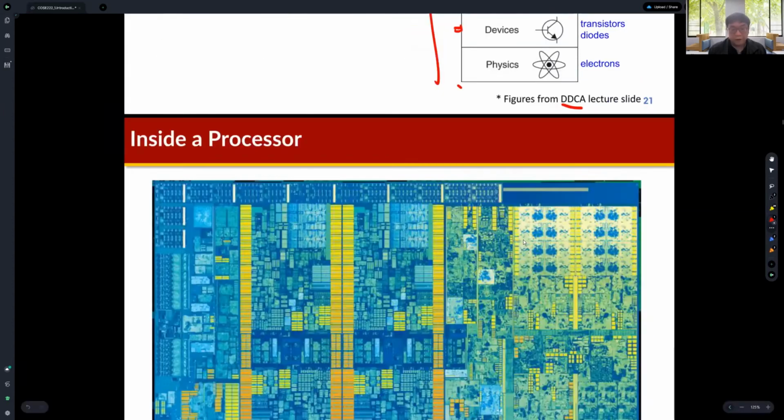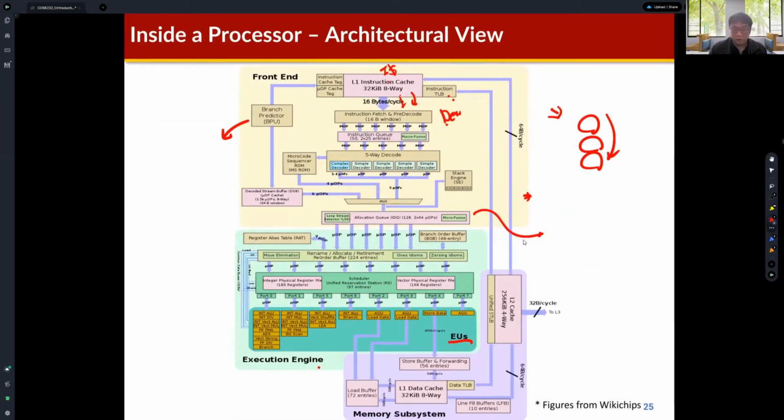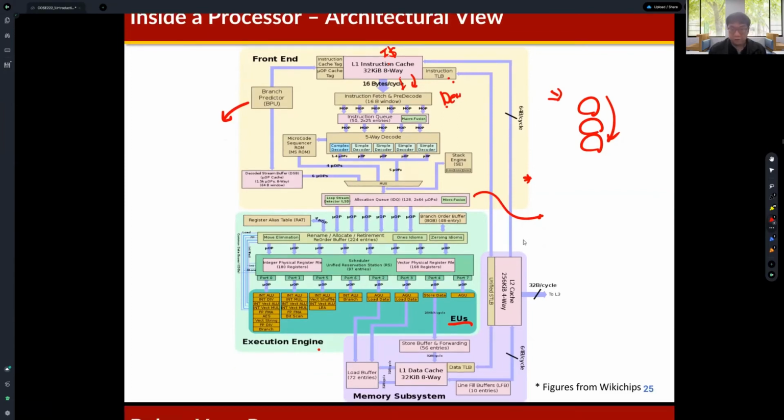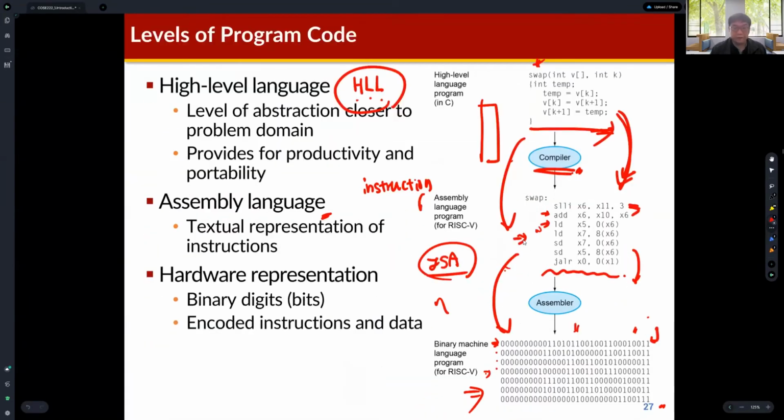I also gave an example of the abstraction of a processor architecture with the Intel i7. So these are the abstraction levels we will cover in this course. And I will also explain how the high-level code is compiled and executed in a real processor. We write code with a high-level programming language like Python or C.